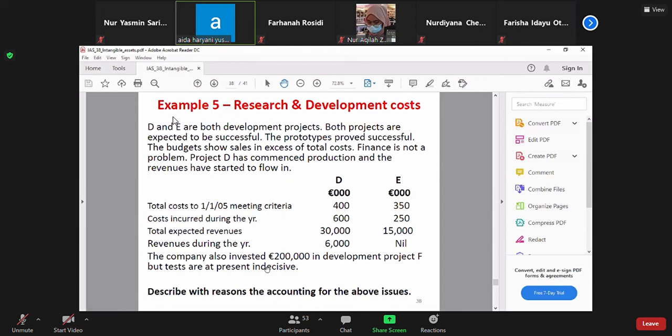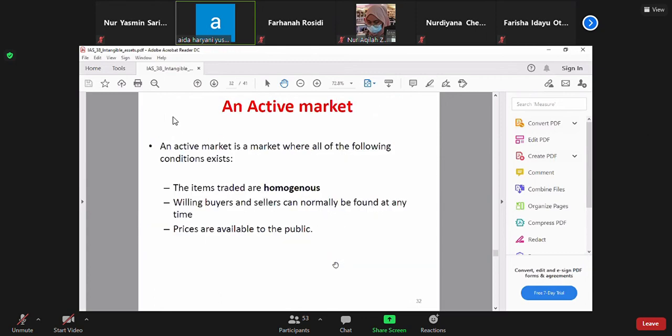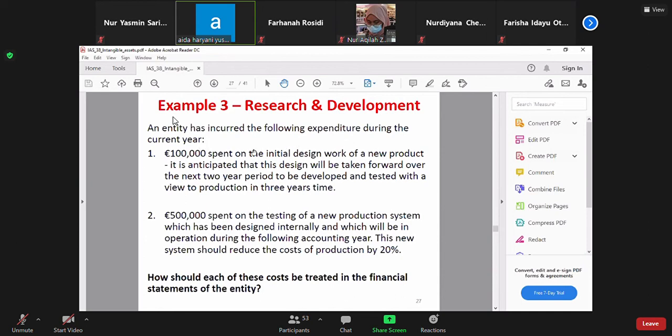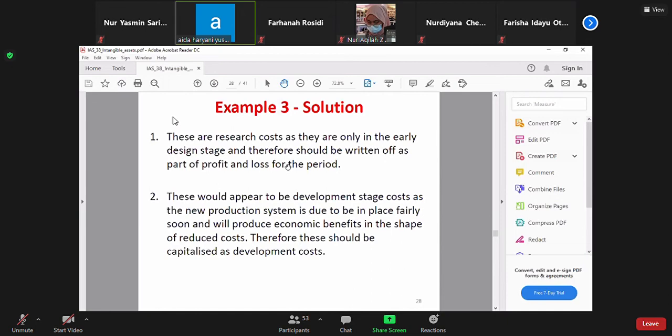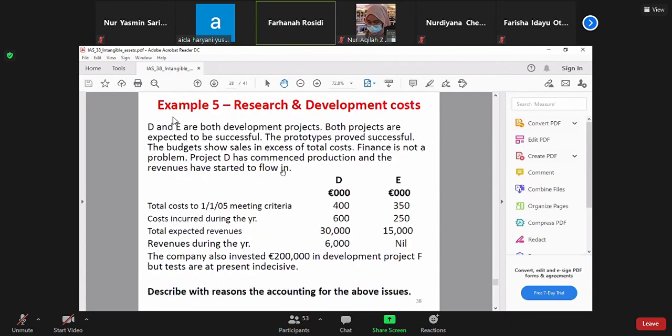The company also invested 200,000 in development project F. But tests are at present indecisive. So for project F, it is the same as the example just now. It has only started with the initial design work. So because of that, it should be written off in profit and loss. That is what it means. As expenses, right? Yes, very good. As expenses.